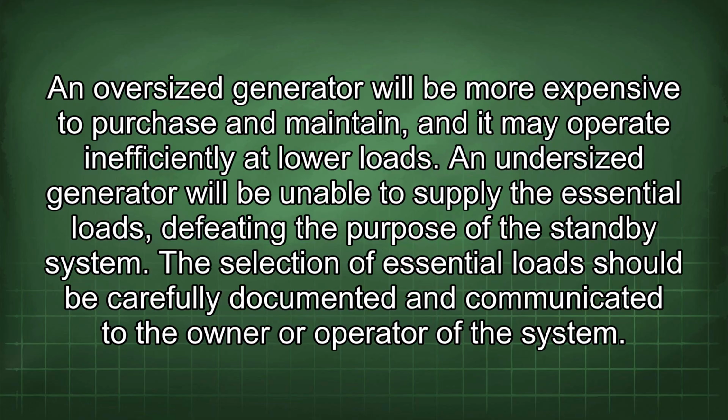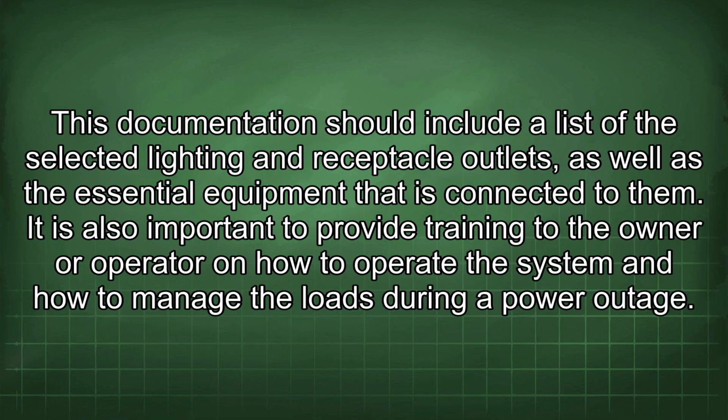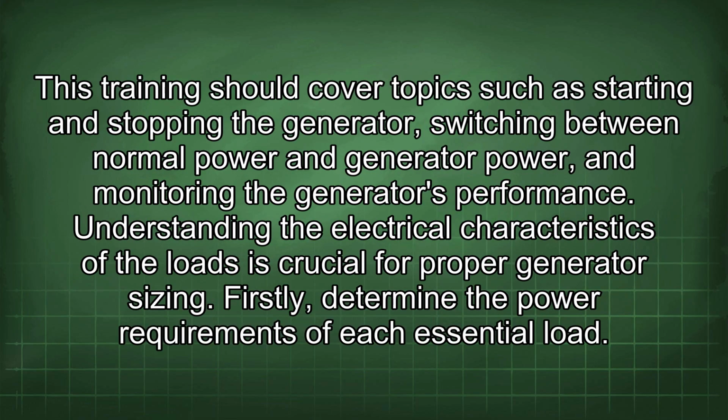The selection of essential loads should be carefully documented and communicated to the owner or operator of the system. This documentation should include a list of the selected lighting and receptacle outlets, as well as the essential equipment that is connected to them. It is also important to provide training to the owner or operator on how to operate the system and how to manage the loads during a power outage. This training should cover topics such as starting and stopping the generator, switching between normal power and generator power, and monitoring the generator's performance.